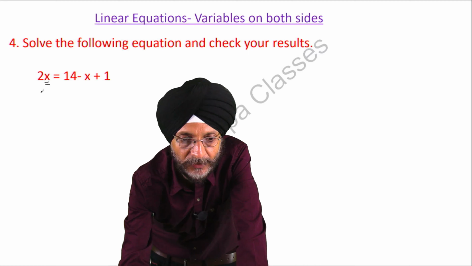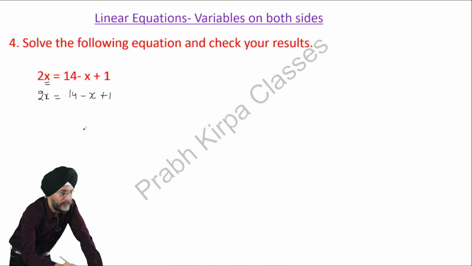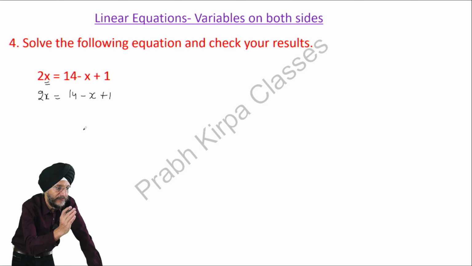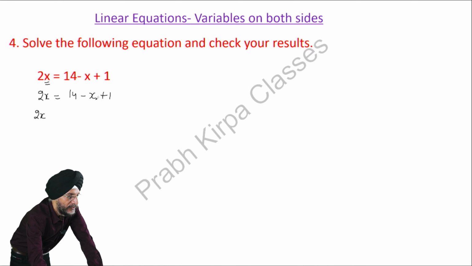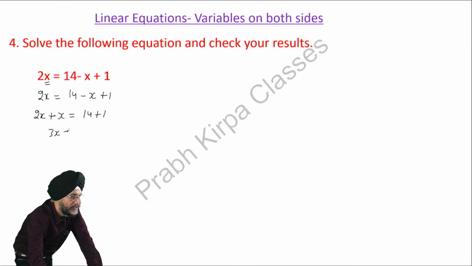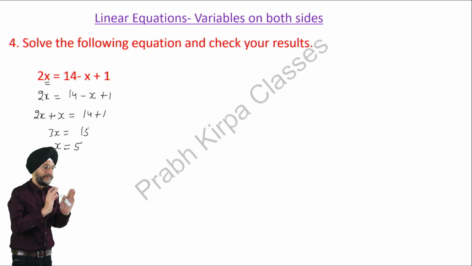So the question before us is this: 2x is equal to 14 minus x plus 1. So here first of all we will take the variable numbers to the other side. Variable numbers are 2x. From here we will take this minus x to the other side. It becomes 2x plus x is equal to 14 plus 1. It becomes 3x is equal to 15, or x is equal to 5. So we have arrived at the value of x.